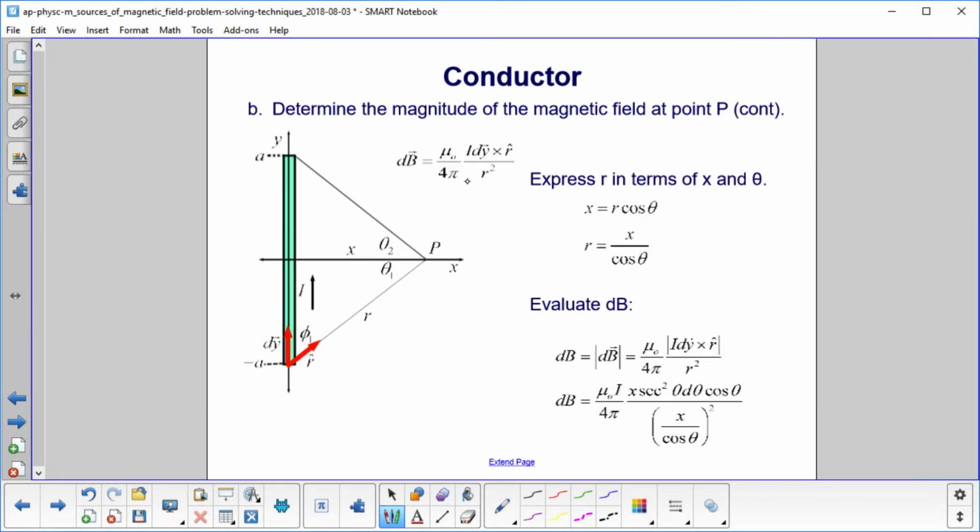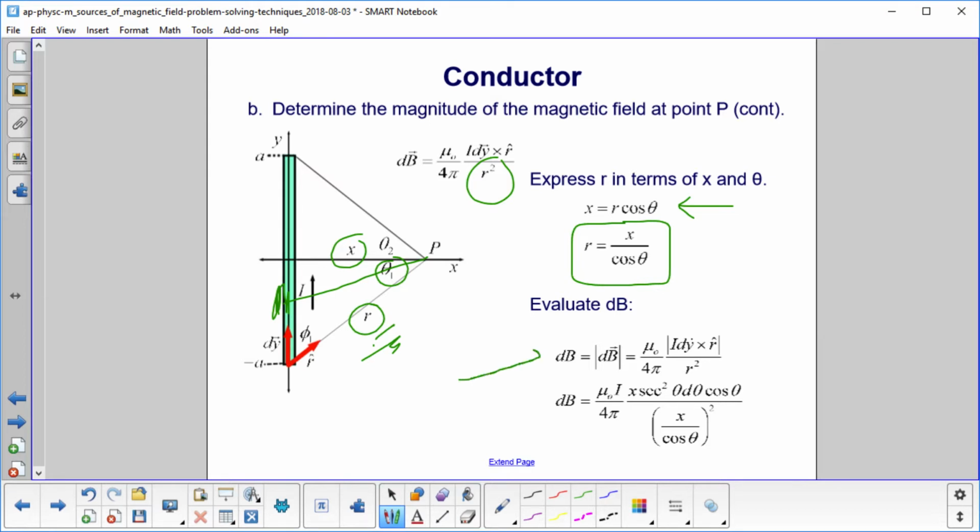Now we'll work on the denominator here, the r squared. First we'll express r in terms of x and theta. Well, here's x, here's r, here's theta. So r cosine theta is x. Now let's be careful here. r is going to change. r is a variable, right? Depending on where our dy is over here, r will change, but x will stay the same. So r is equal to x over cosine theta.